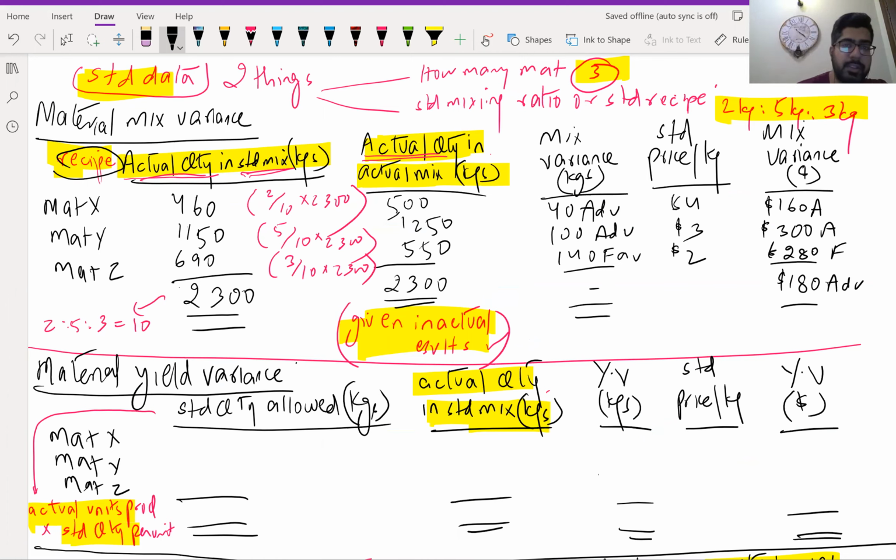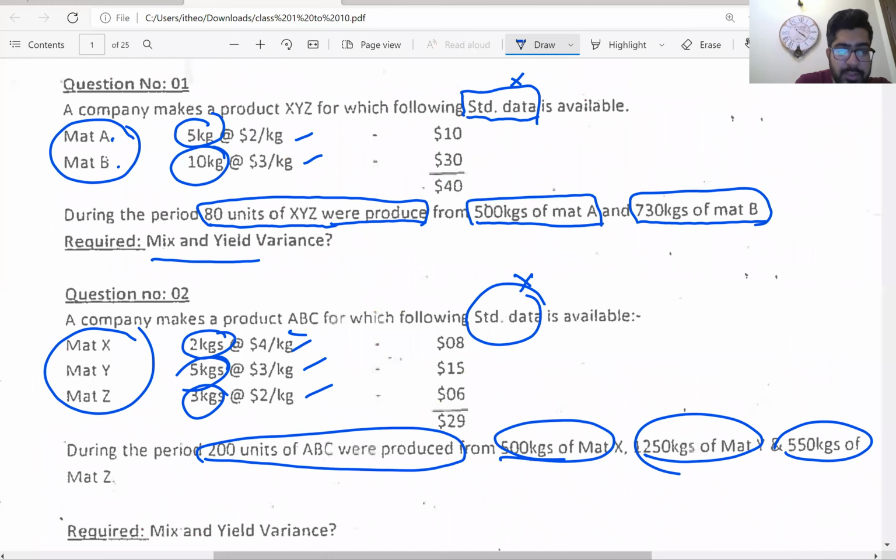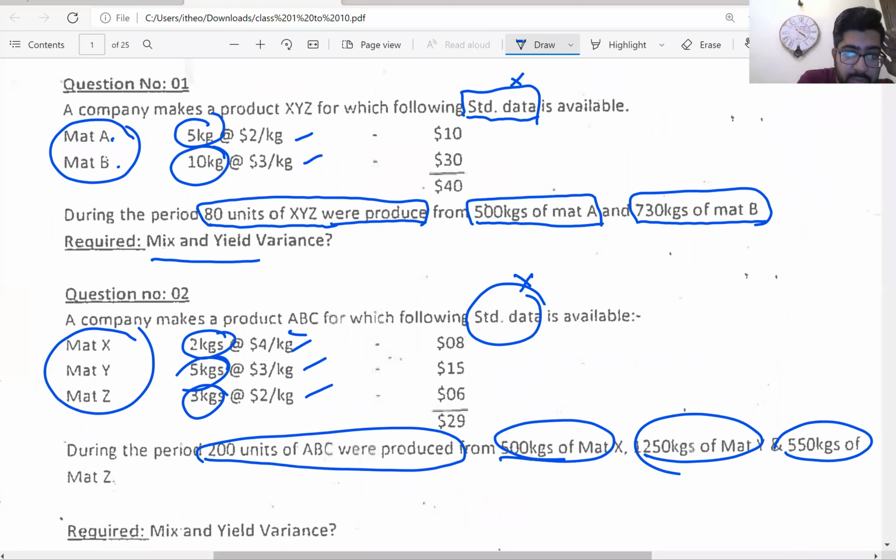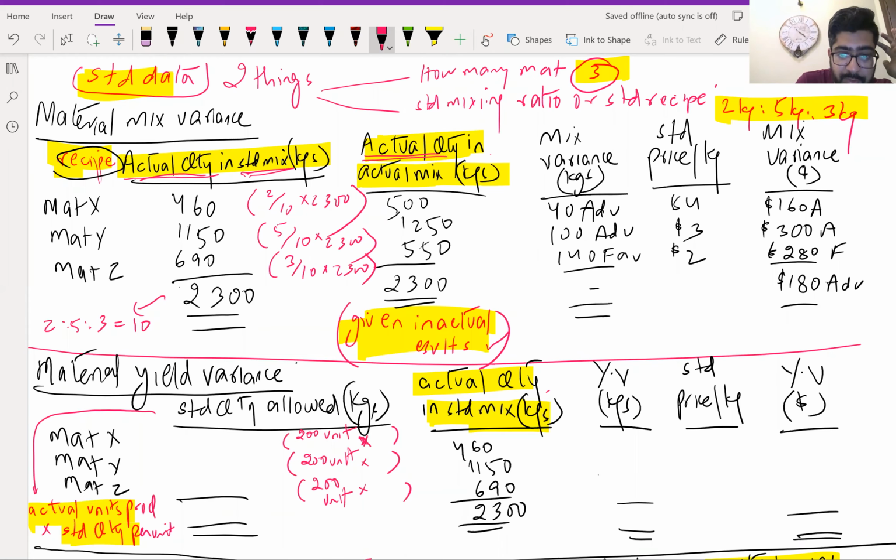Okay. For yield variance, copy the second column, actual quantity in standard mix, from above: 460, 1150, 690, 2300. Next, standard quantity allowed. The formula is actual units produced, which you can see is 200, multiplied by the standard quantity per unit. Go to the standard; this is the quantity, not the price quantity: 2, 5, 3. So 400, 1,000, 600.